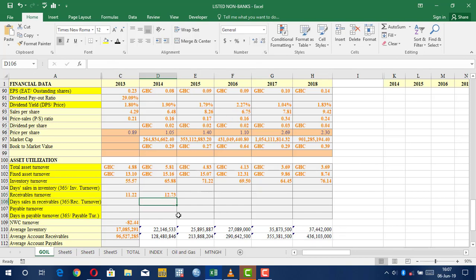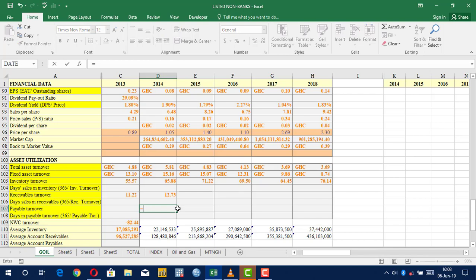Okay, now the last one that we will look at is the payable turnover. So just like receivables looks at the number of times it takes you to receive your sales, your debts, the amount that clients owe you, or your revenue from clients, the payable turnover looks at the number of times it takes you to pay up your suppliers. So just like you are receiving, here you are paying.